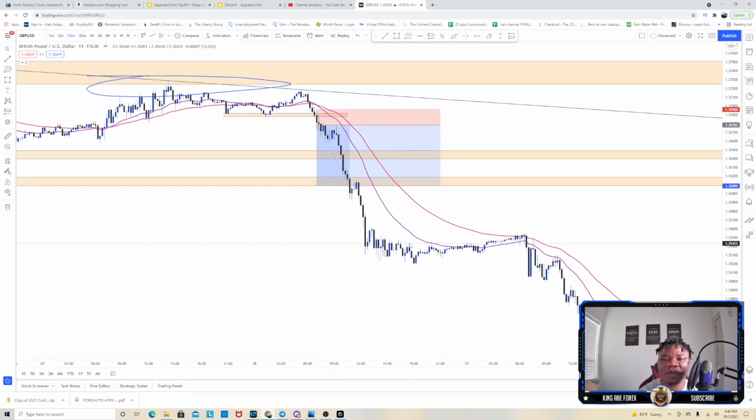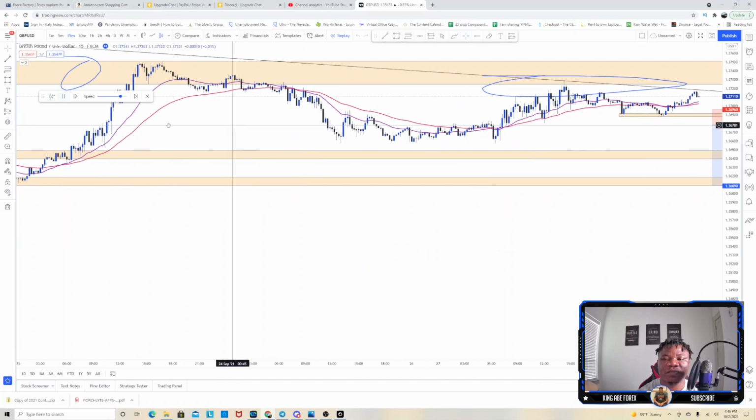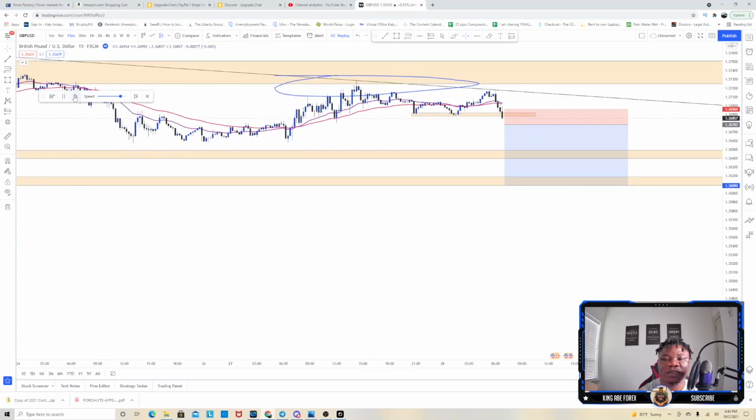Now, just for the fun of it, let's put this in replay mode and let's take a look and see how this trade actually played out. Let's just start from right here and let's see how this trade actually played out.